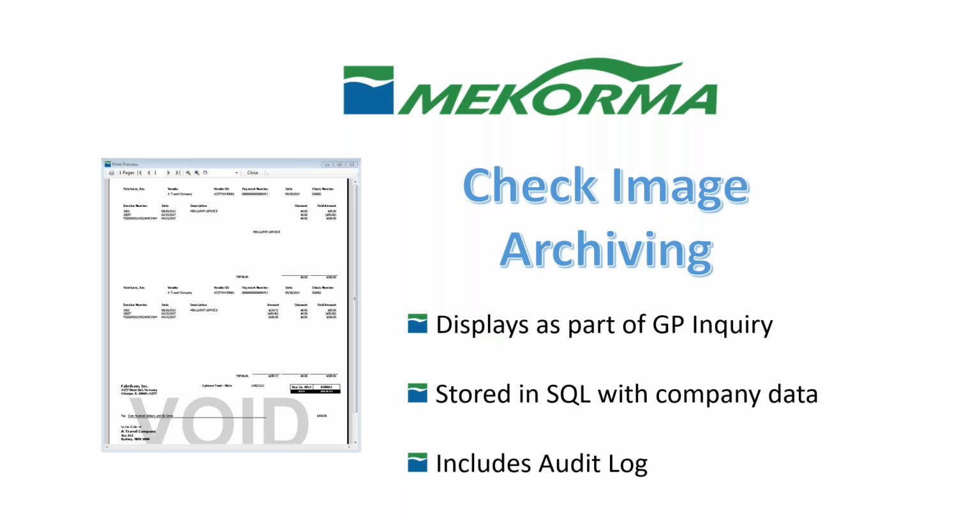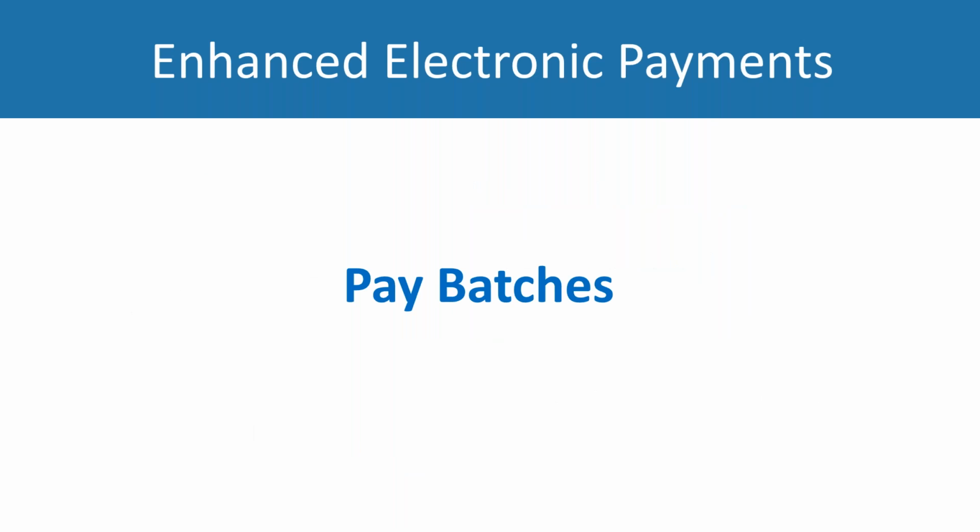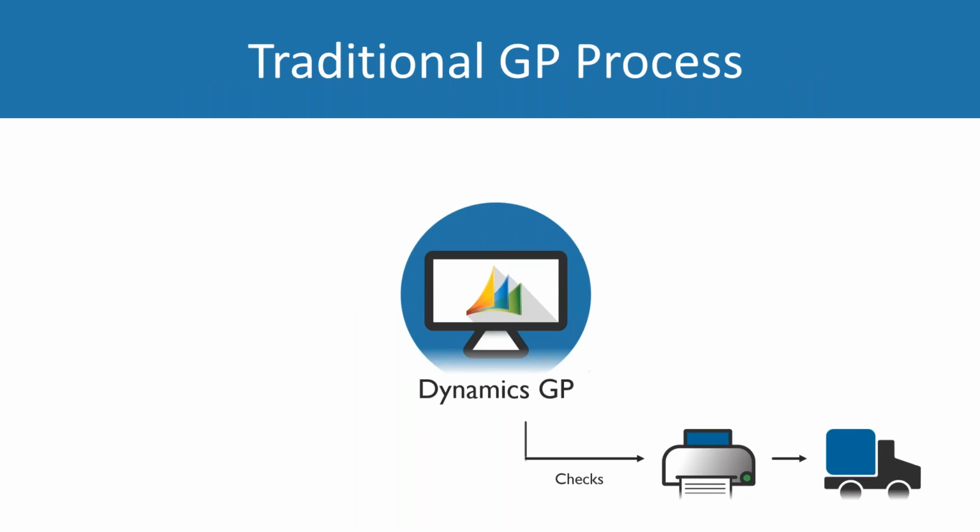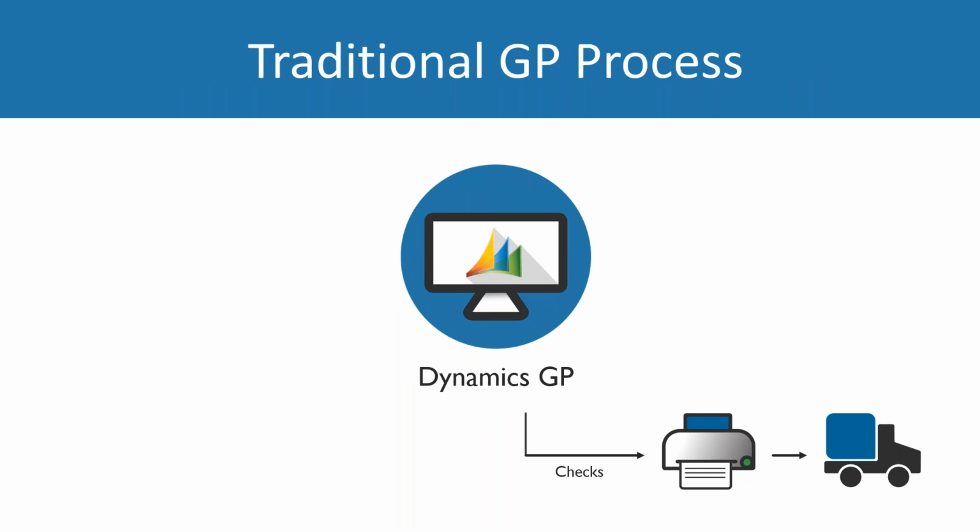All right, so we talked about creating the batches. We also talked about processing those batches. Now let's talk a little bit about paying those batches. So we're kind of going full circle back to the enhanced electronic payments. So with the new advanced payment hub, the electronic payments is part of it. So let's just take a look at what your traditional processes look like in GP.